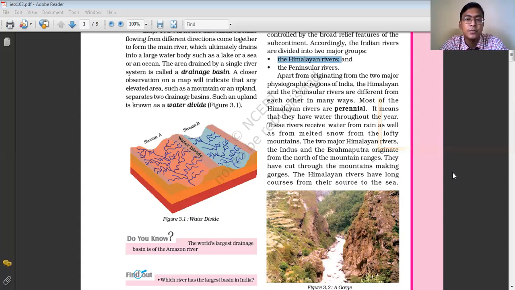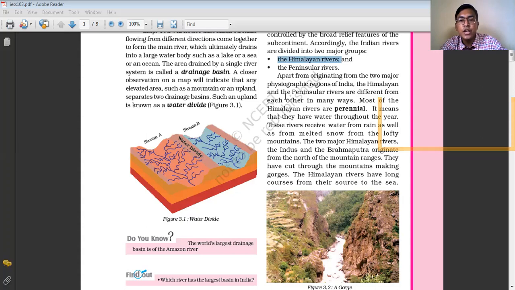So now let us have some information about the Himalayan rivers. What are these Himalayan rivers? From where do they originate, and what are their specific characteristics? We will also discuss the peninsular rivers, like from where they originate, what their characteristics are, and how they are different from the Himalayan rivers. So first we are going to start with the Himalayan rivers.